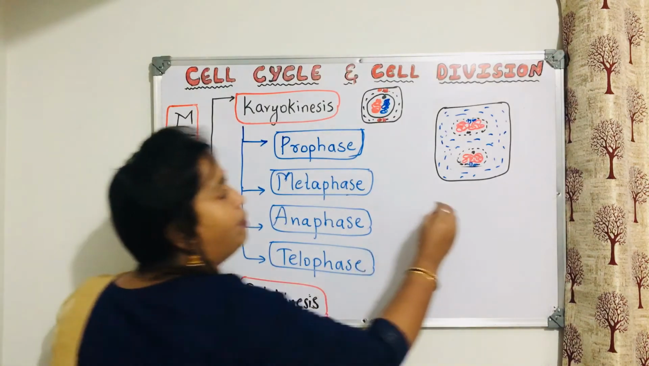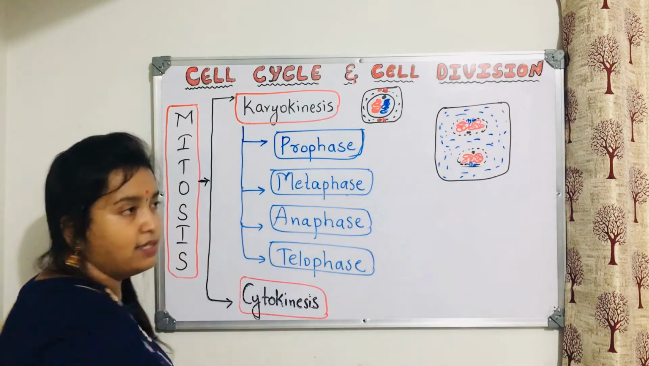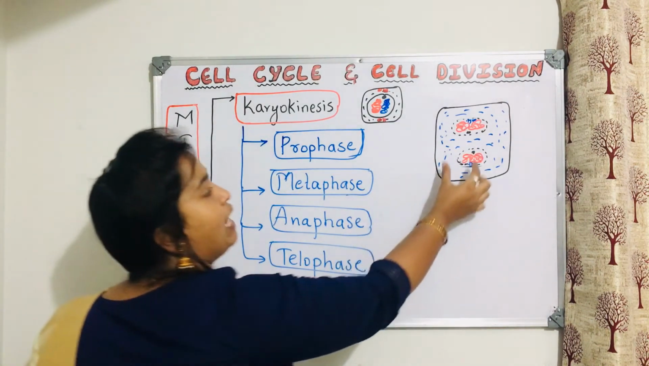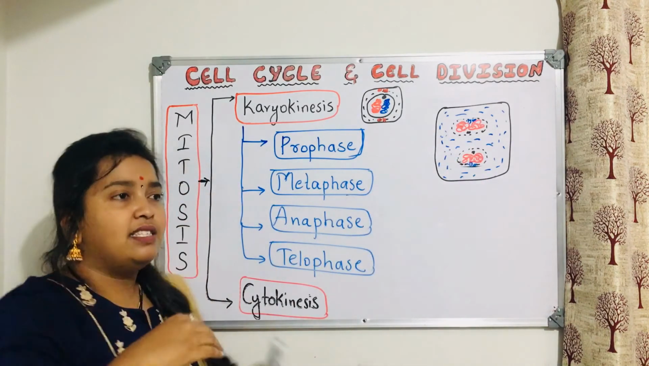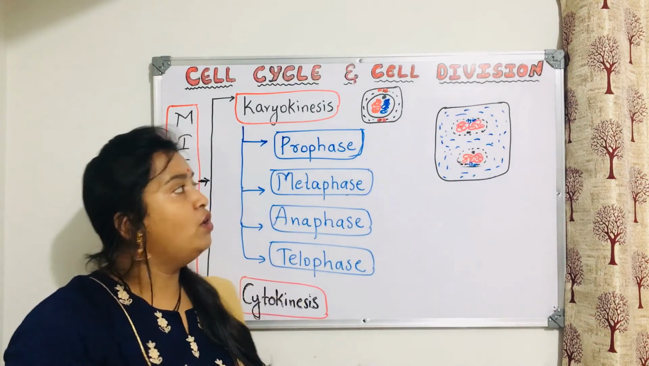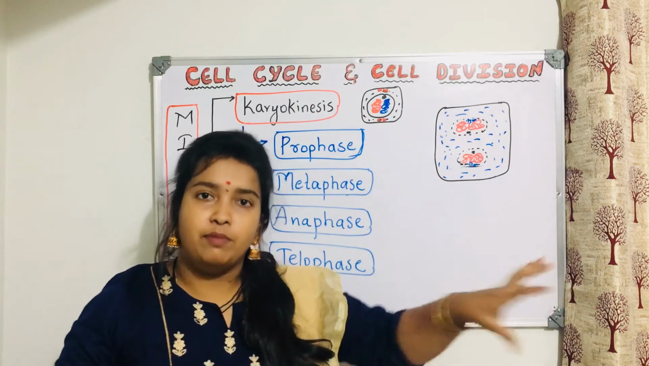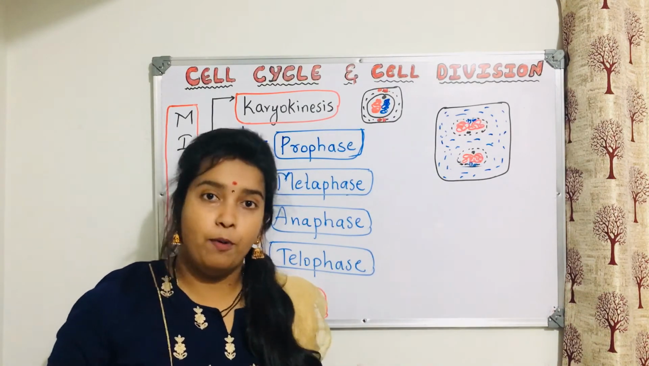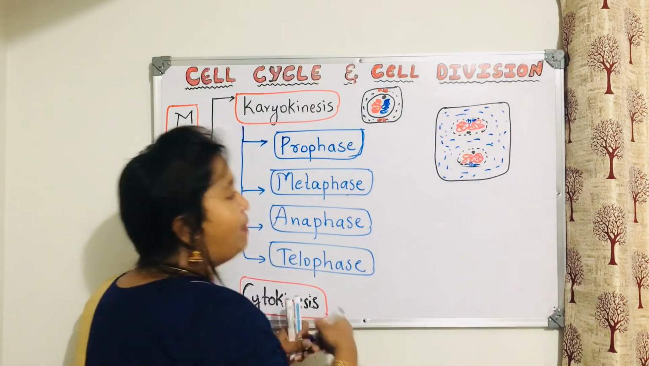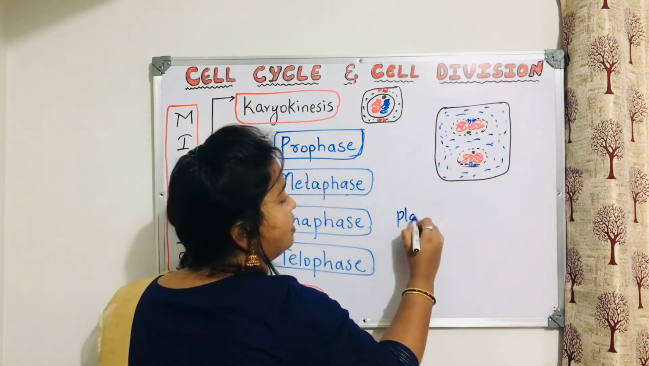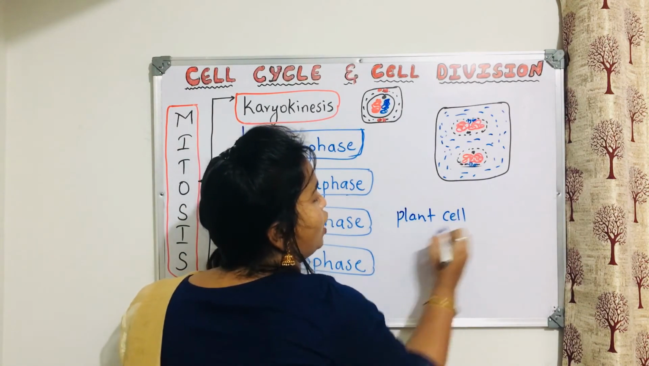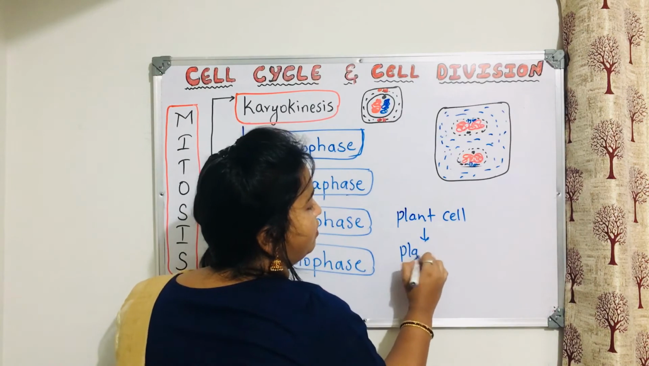So what will happen at the cytokinesis phase? Cytokinesis is division of cytoplasm, so an equal amount of cytoplasm is divided. How? If it is a plant cell, you will see plate formation.